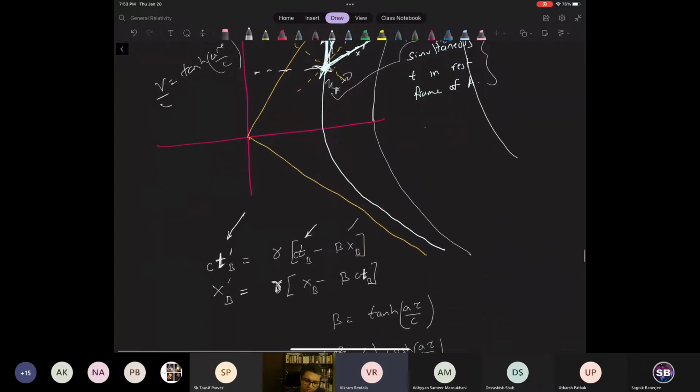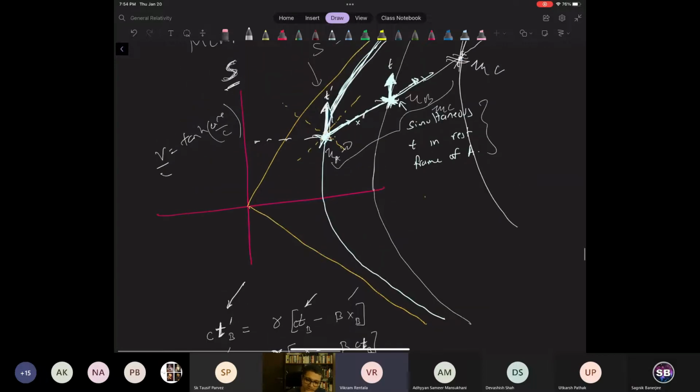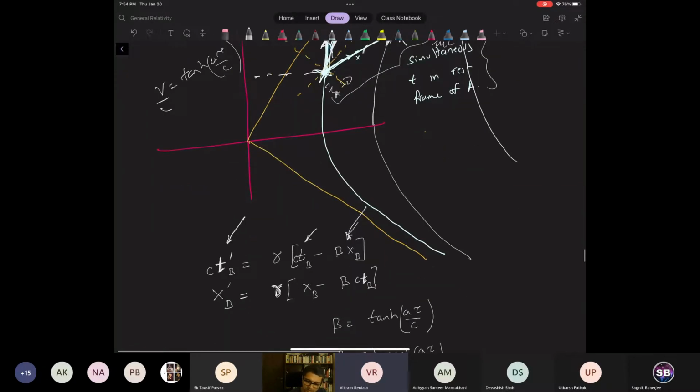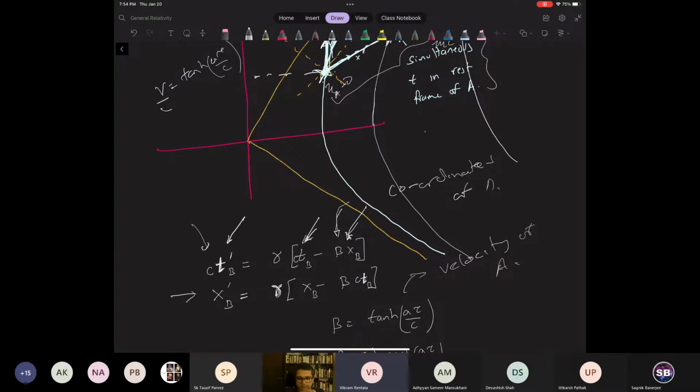So what I want to do now is transform. This is just a standard Lorentz transformation of the coordinates of B into the rest frame of A. So I make a Lorentz boost by a parameter beta, where beta is the velocity of A. I'm transforming the coordinates of B into the rest frame of A, so the velocity that I'm using is the velocity of A, and I'm using that to get the coordinates of B in that rest frame.